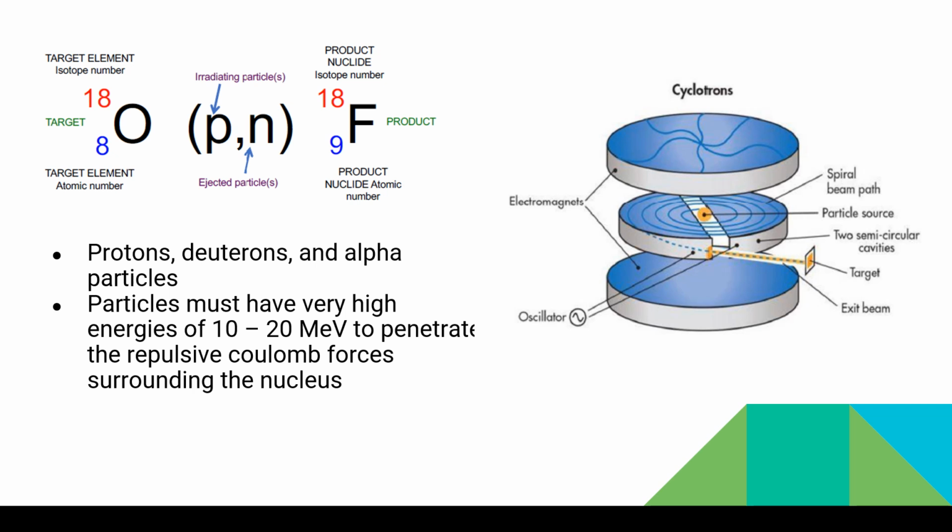the forces that are there in the stable atom, like the binding energy and the weak and strong forces within the nucleus. It has to overcome that. And then once it does, it turns into fluorine 18, which decays by positron.